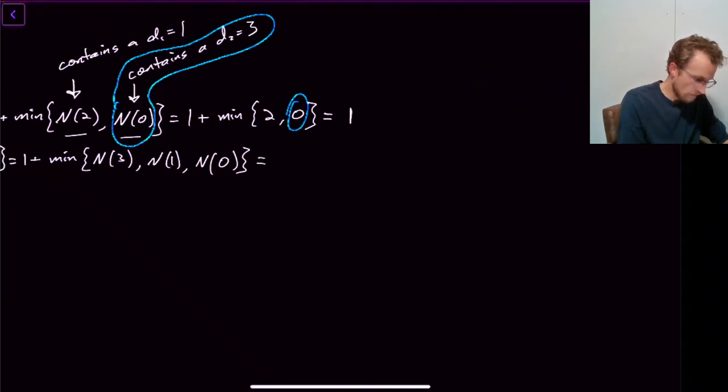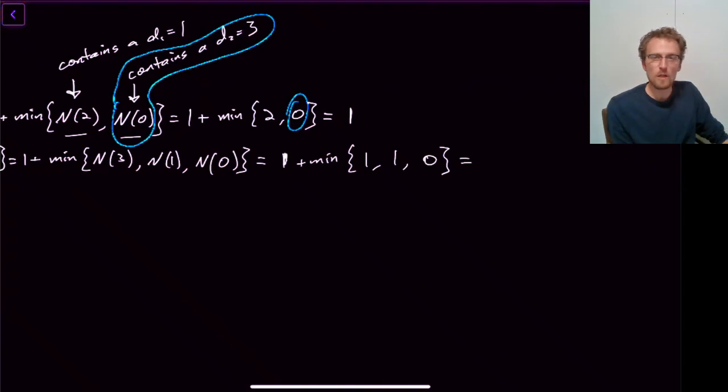Okay. So now I can focus just on this one, and I can say these numbers are all things that we know, right? We can read these out of our DP table. We just figured out that n of 3 is 1. We knew for a while that n of 1 is 1, and n of 0 is 0. So it's 1 plus the min of 1, 1, and 0. Right, and the smallest of those three is 0. So that means we have 1 plus 0, so this is 1.